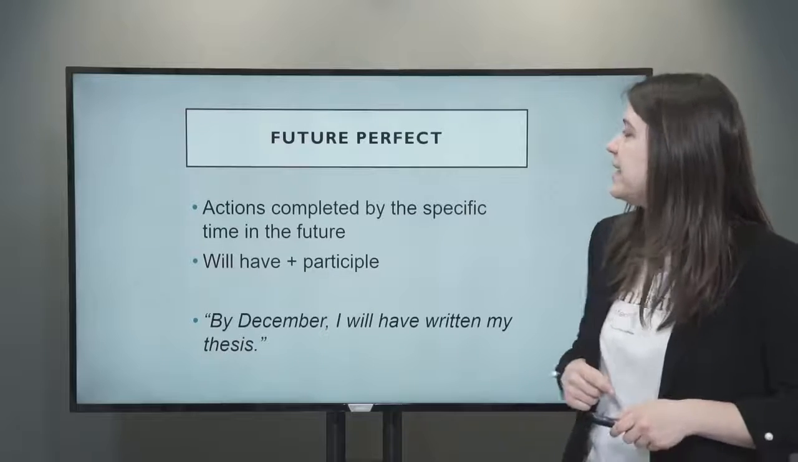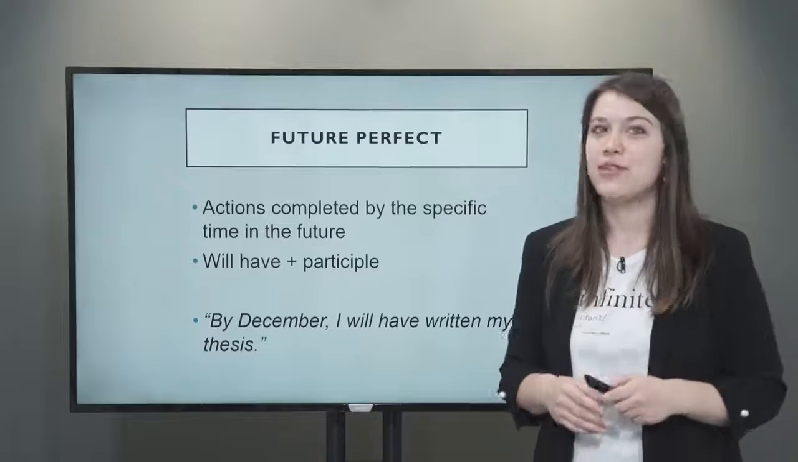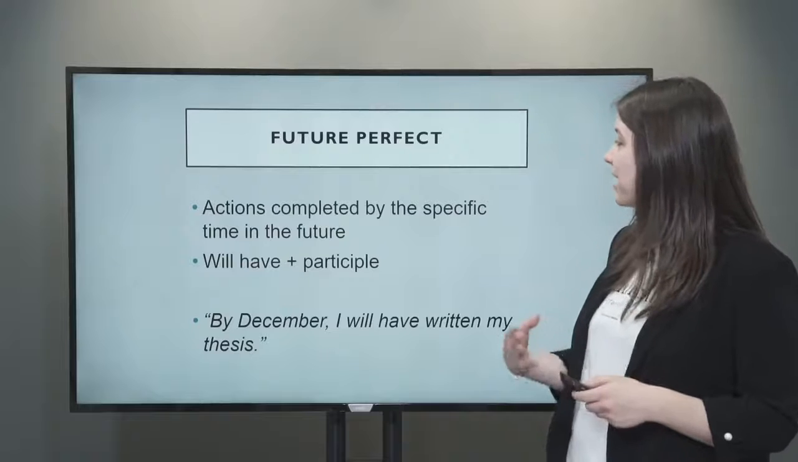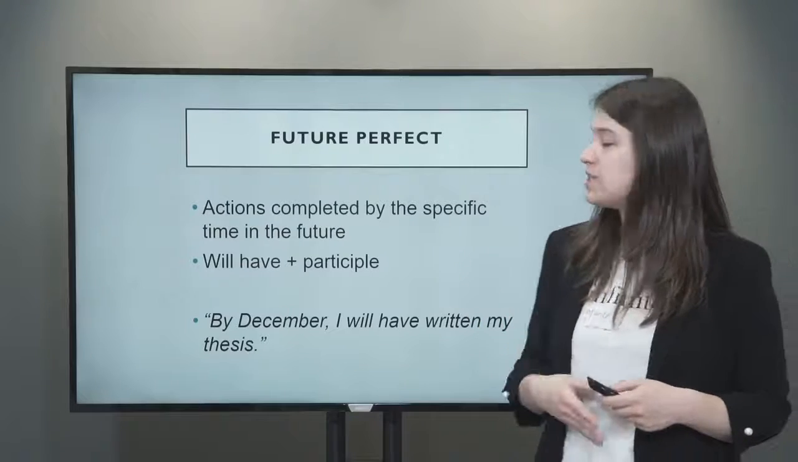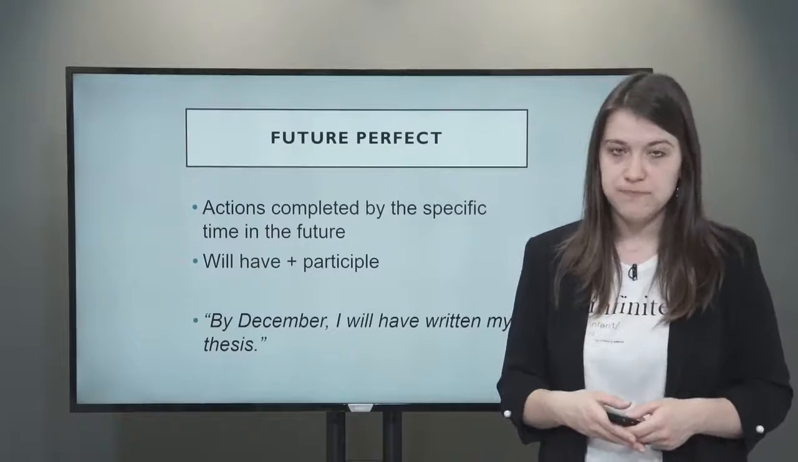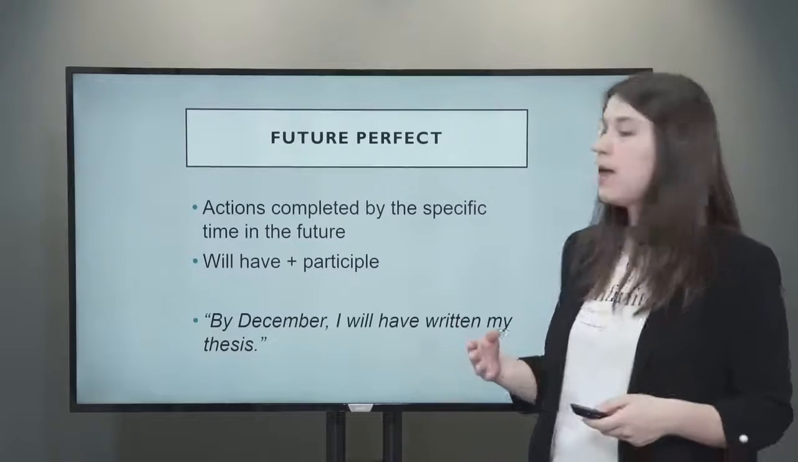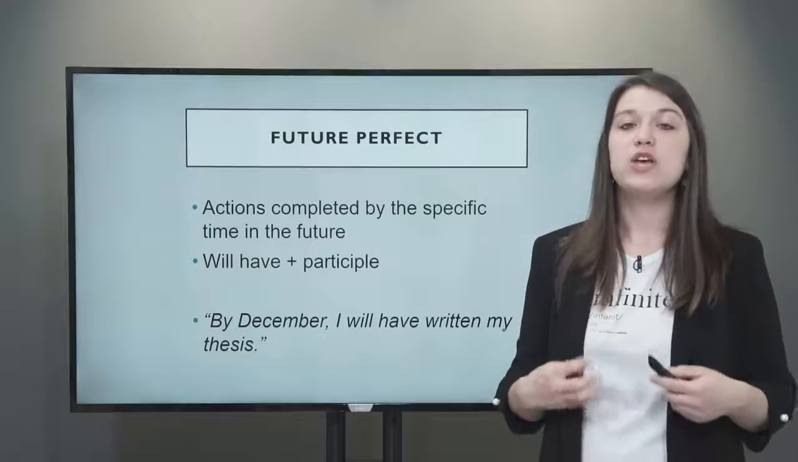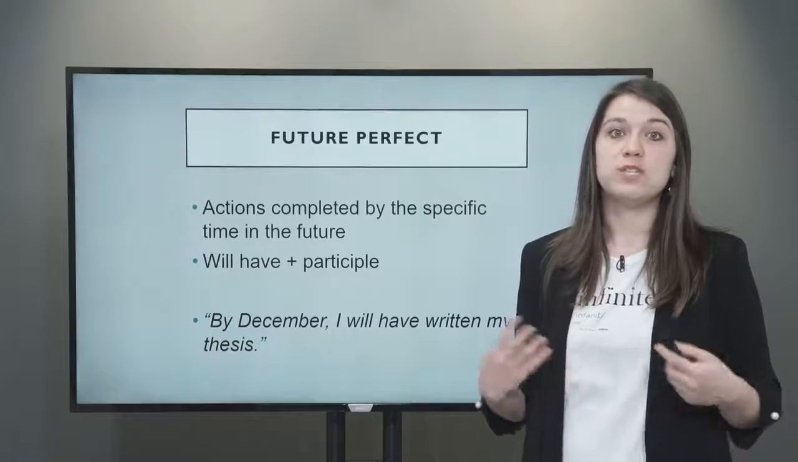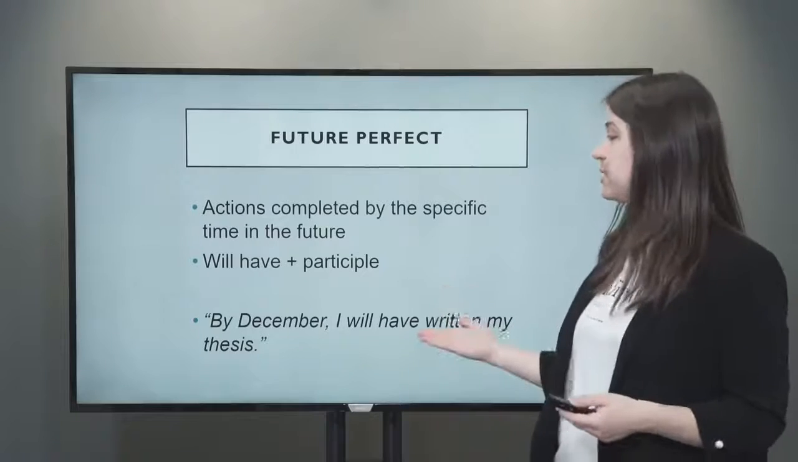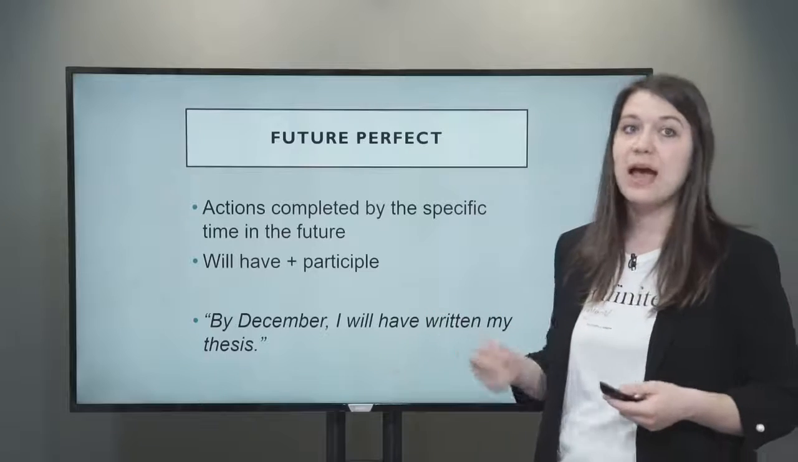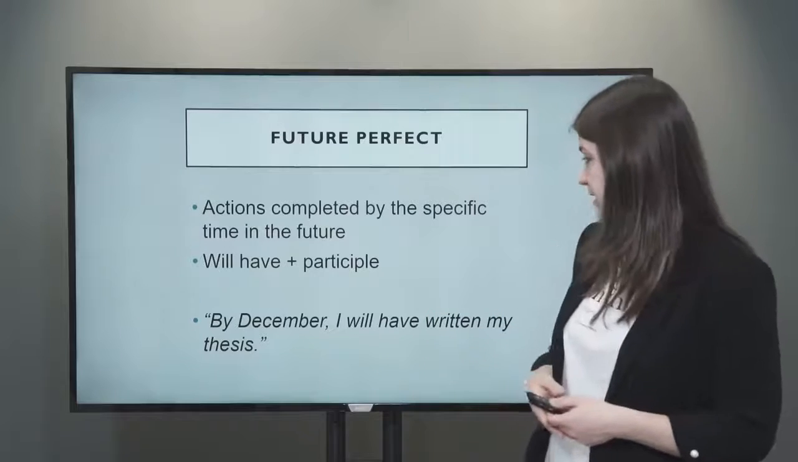All right, now let's talk about the future perfect. These are actions completed by a specific time in the future. So to form the future perfect, we use will have plus the participle. And again, you need to show the specific time. So in this case, by December, I will have written my thesis, okay?